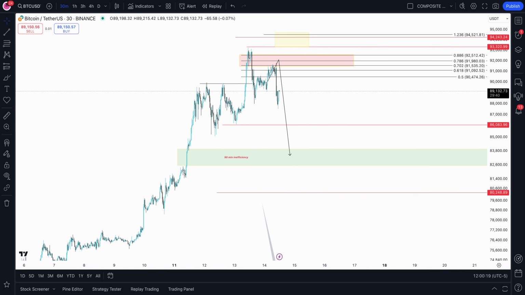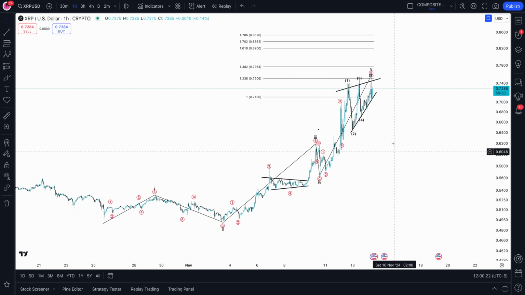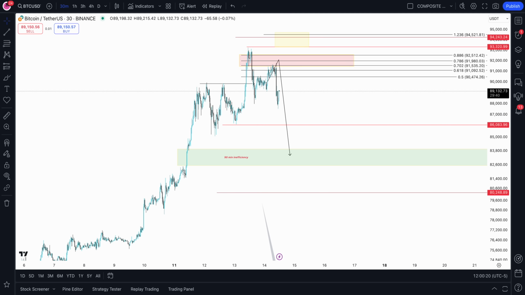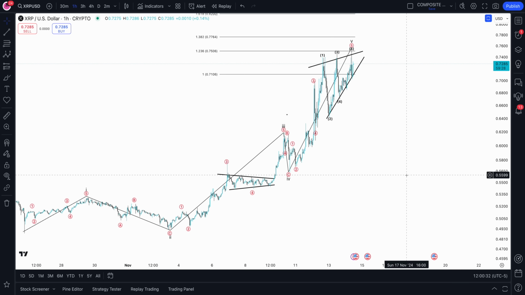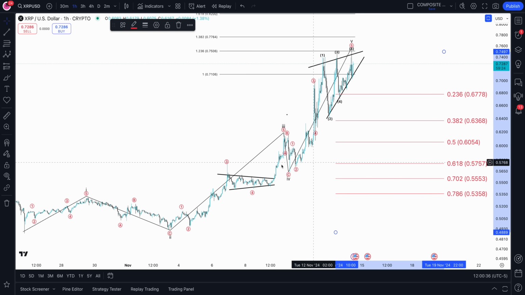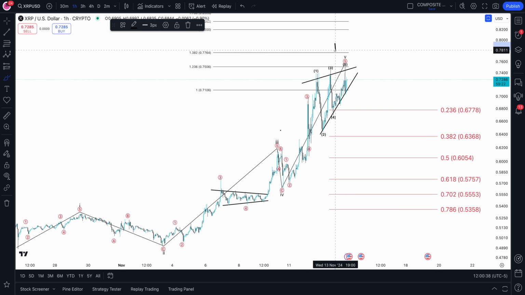But so far, if this idea plays out, that would translate to lower prices on XRP. But no need to worry, no need to panic. I think it would just come down for a wave 2, right? Because this over here looks like a wave 1 to the upside, and then we're going to come down for a wave 2.